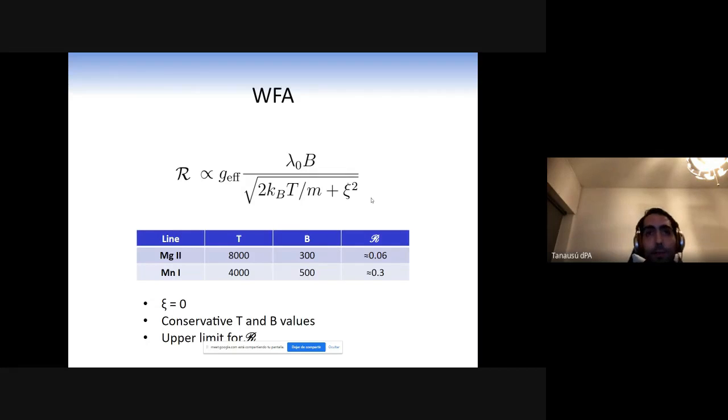We have to check if the weak field approximation can be applied. For that, we have to compute the ratio between the Zeeman splitting and the Doppler width. It's proportional to this quantity here, where we have the Boltzmann constant, temperature, mass of the atom, the microturbulent velocity, and the magnetic field. So assuming no microturbulence and conservative values of temperature and magnetic field, you obtain ratios of 0.06 for the magnesium and 0.3 for the manganese. Those are going to be upper limits for this quantity, so we are safe to assume that these lines are in the weak field region.